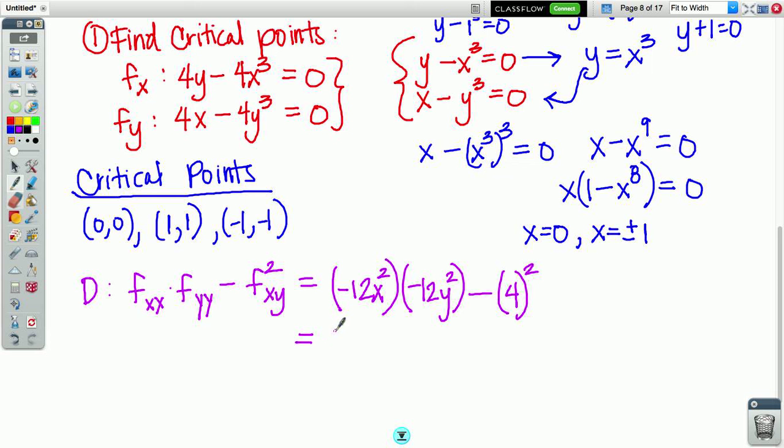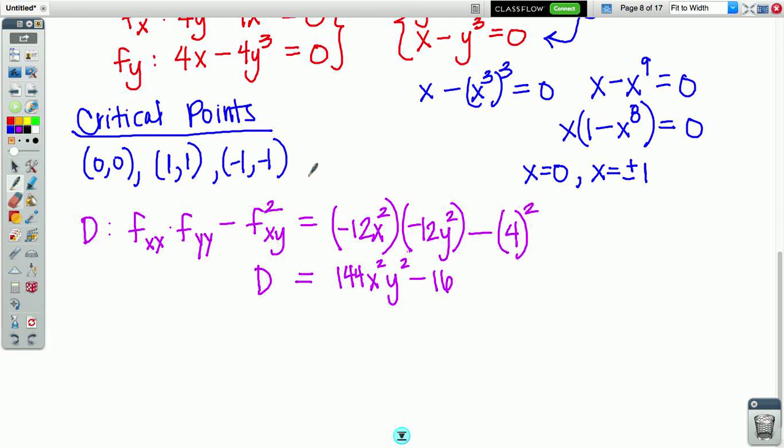So let's simplify this. I get 144 x squared y squared minus 16. And I'm trying to figure out, is this greater than 0, less than 0, or equal to 0? So this is my determinant. And also, this only applies to each of these points individually. So let's evaluate first at the point 0, 0.